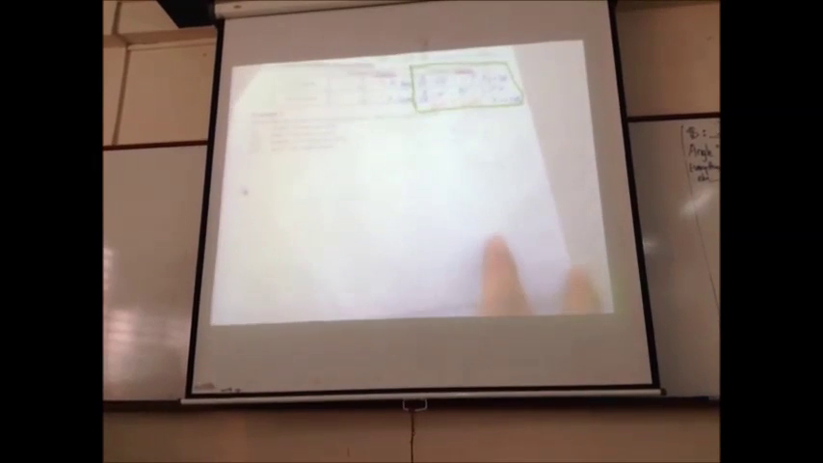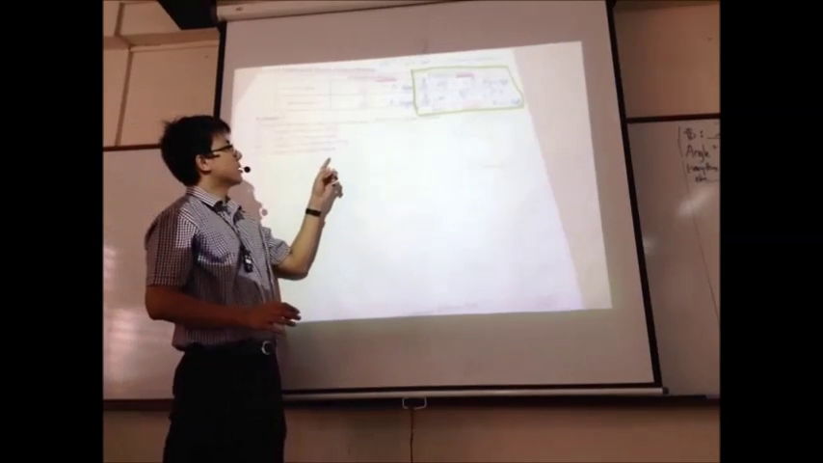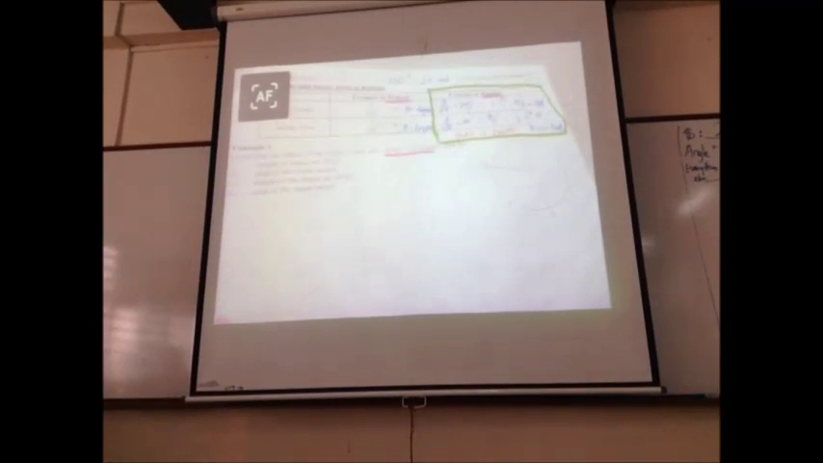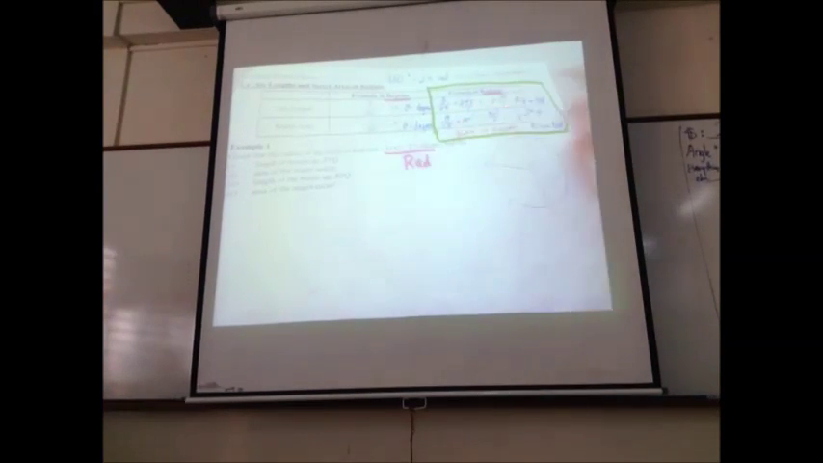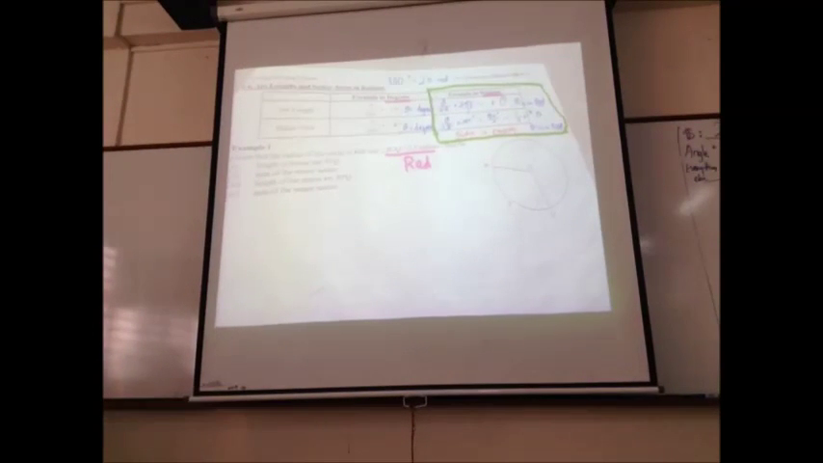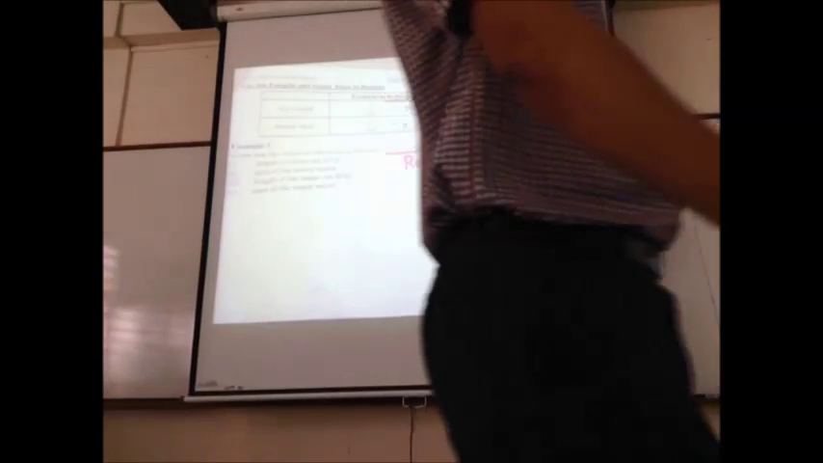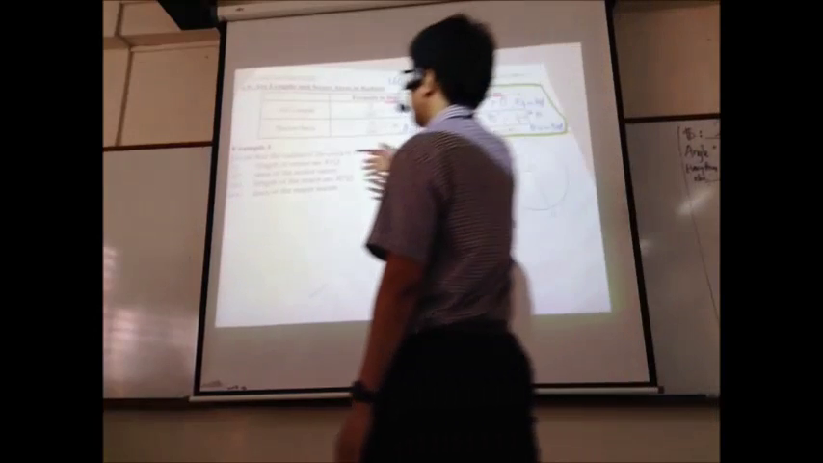Looking at this question, what is the first thing you need to do? Ask yourself, is this in radian or degree? Radian. Underline, highlight, write down, radian. Because it's in radian, I use the right hand side formula. I use this green box. Let's try arc length.